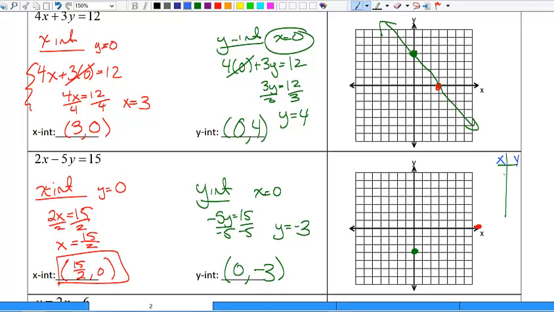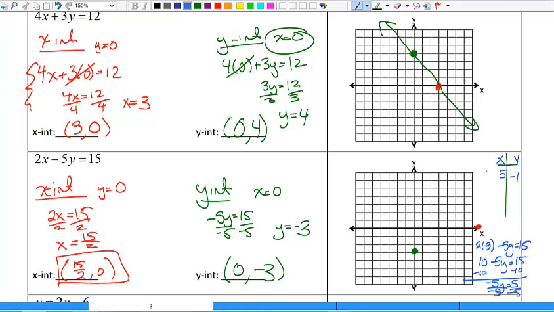I'll go ahead and plug in, I guess, 5 for the x. So I'm going to use the work down here. 2 times 5 minus 5y equals positive 15. 10 minus 5y equals 15, minus 10 on both sides. Negative 5y equals 5, and divide both sides and I'm getting negative 1.